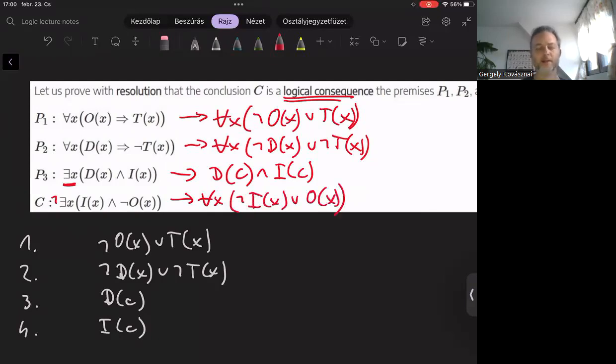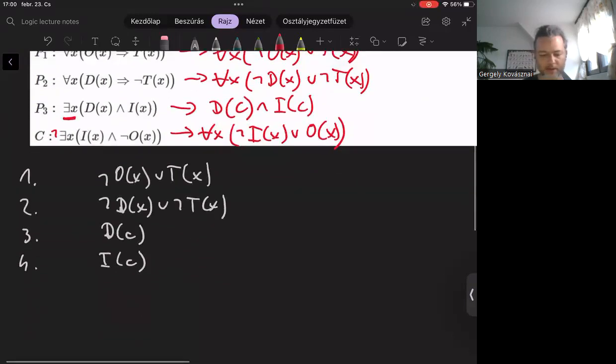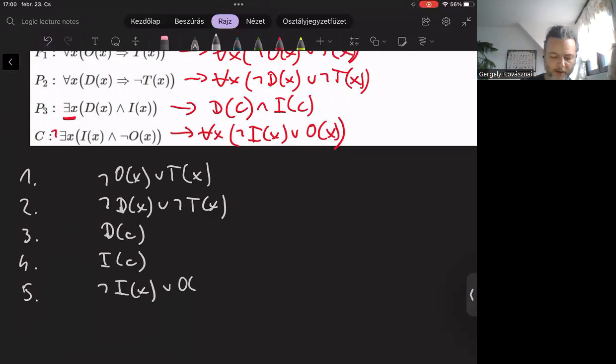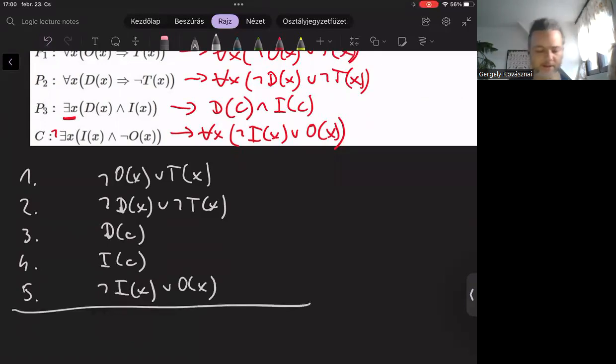And this is already in CNF, so this is going to be the fifth clause, not I of x or O of x. Okay, this is our input clause set. It consists of 5 input clauses. And now let's run the resolution algorithm over this clause set.